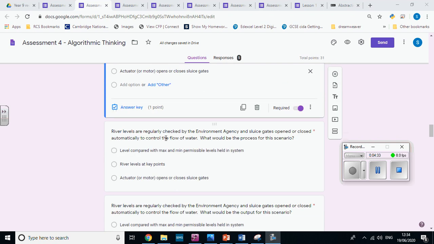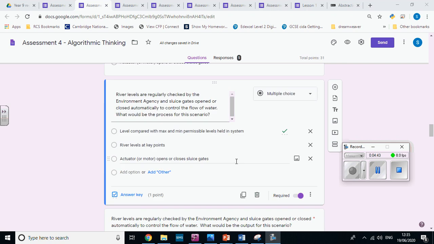River levels are regularly checked. Sluice gates open and close automatically. What would be the process for this scenario? So we have taken our input, which is the river level at key points. So that might be 3 or 4 times a day. So we're taking those river levels. That's an input. What we're after now is a process.